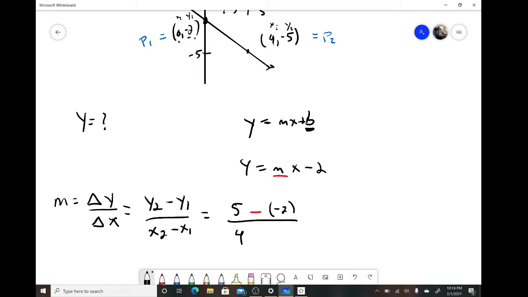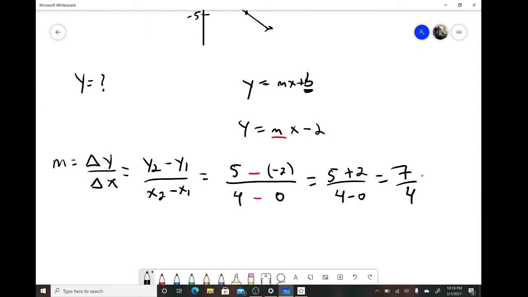and that's minus x1, and x1 happens to be 0. So we have 5 minus minus 2, minus times minus is plus, so it's 5 plus 2, divided by 4 minus 0. So we have 5 plus 2 is 7, 4 minus 0 is 4. So we have that the slope of our line is 7/4.